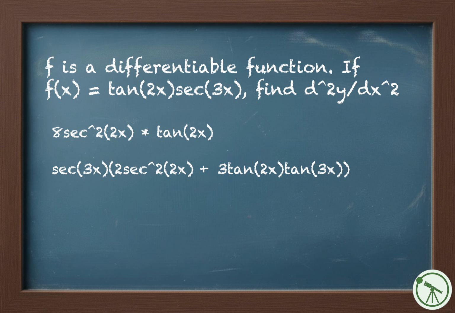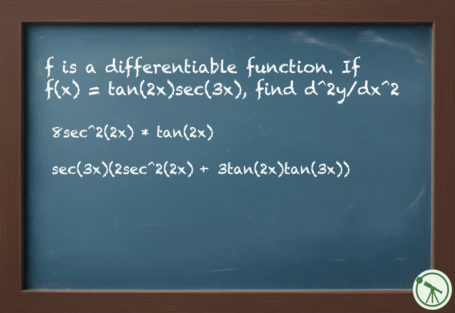Now let's move on to the second part of the inside function, namely 3 tangent of 2x times tangent of 3x. And if your senses are pretty good, then you would be smelling the product rule. What we have to do first is multiply tangent of 2x times the derivative of tangent of 3x. And as we know, tangent of 3x would go to secant squared of 3x times the chain of 3.